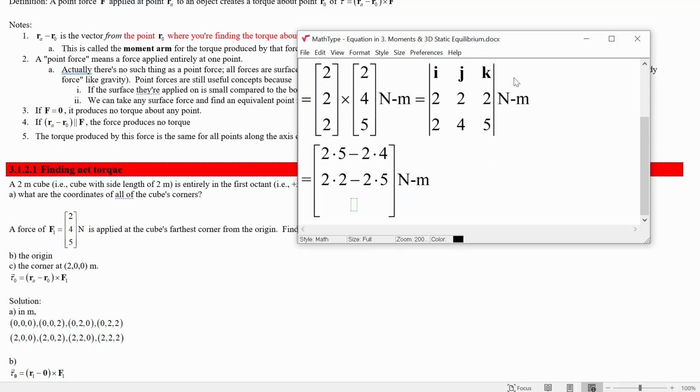All right, next, k will be 2 times 4 minus 2 times 2. So that's this times this minus this times this. We're in a spot where we have a positive 1 in the grid again for this cofactor expansion. So yeah, next we can work this out.